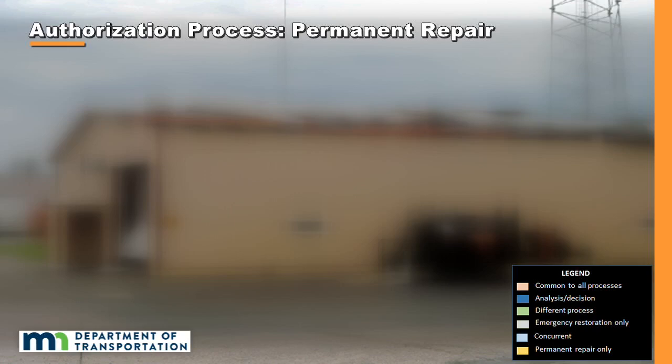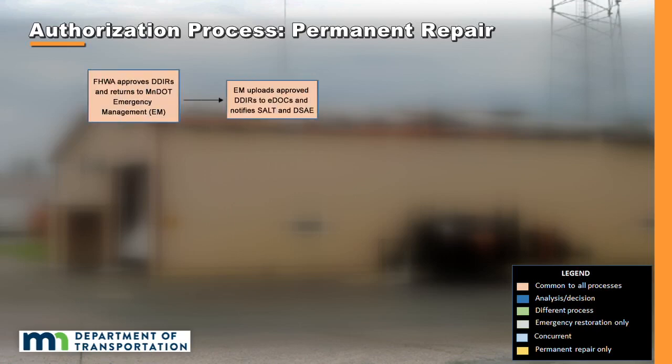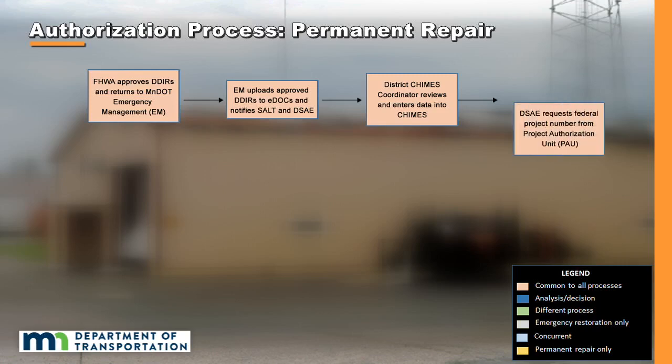Authorization process, permanent repair. Here's how the permanent repair authorization process for local public agencies works. You're already familiar with the steps 1 through 3. Let's continue with 4. The DSAE requests a federal project number from the MnDOT Office of Financial Management's PAU. 5. The LPA completes full environmental clearance, NEPA, at the same time.